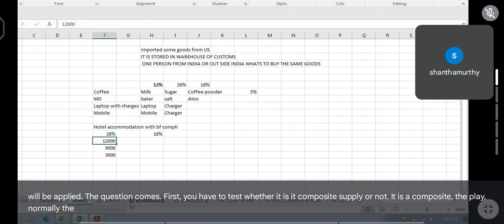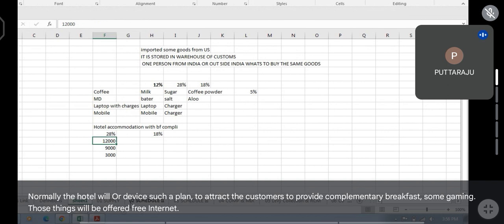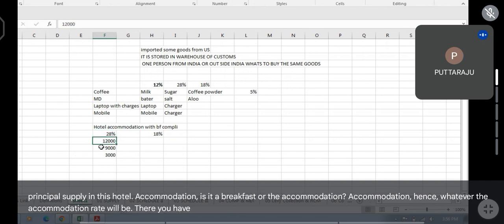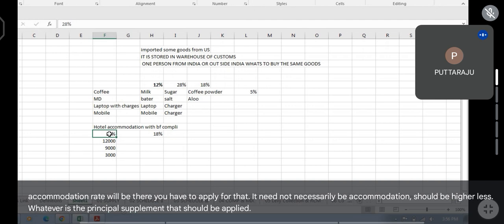Normally, the hotel will devise such a plan to attract customers, providing complimentary breakfast, some gaming, free internet. Everything will be there. But for the rate, which is the principal supply in this hotel accommodation, the breakfast or the accommodation? Accommodation. Hence, whatever the accommodation rate is, you have to apply that. It need not be that the accommodation rate should be high or low. Whatever is the principal supply rate, that should be applied. Understood?